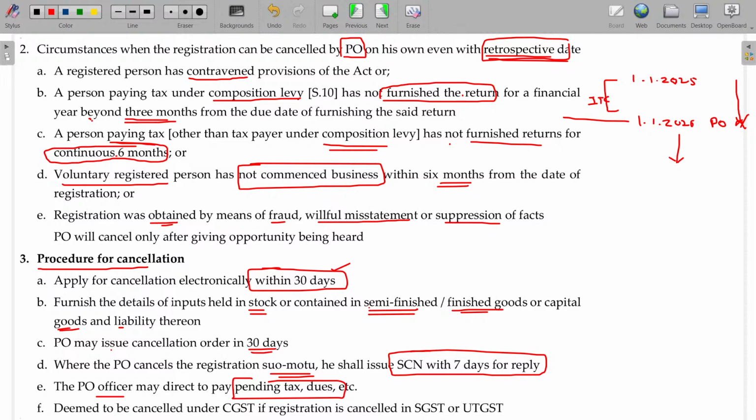Here, a very, very important point is this one, B. You have to understand point B here. Is that okay? Point B is very important.